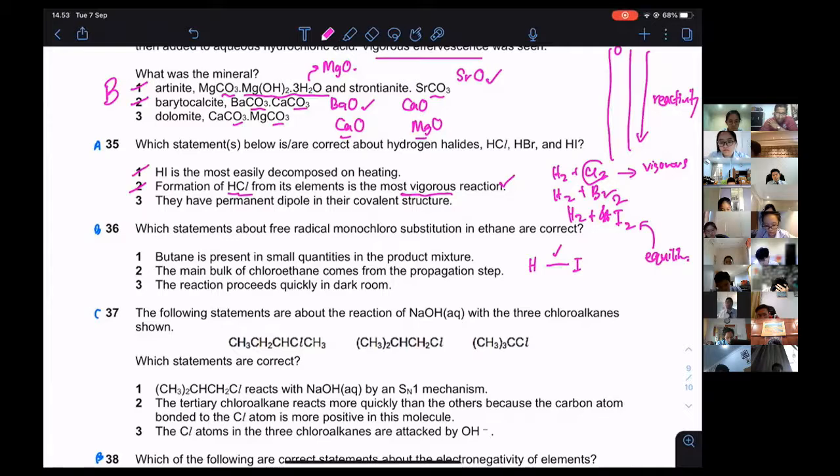And then they have permanent dipole in their covalent structure. Of course, this is delta positive, delta negative. So this is going to be permanent dipole. Okay, so this is going to be A.